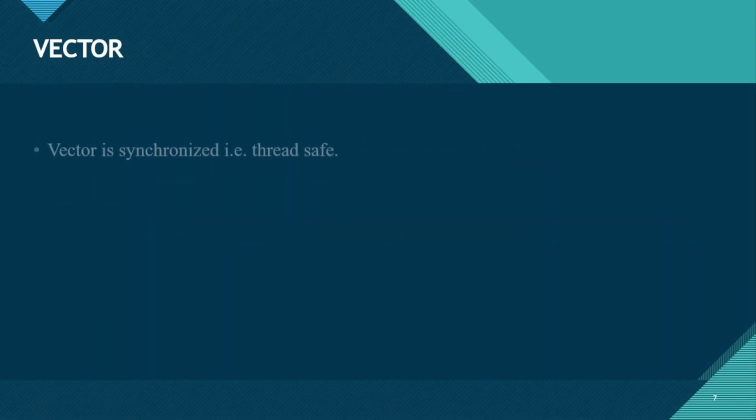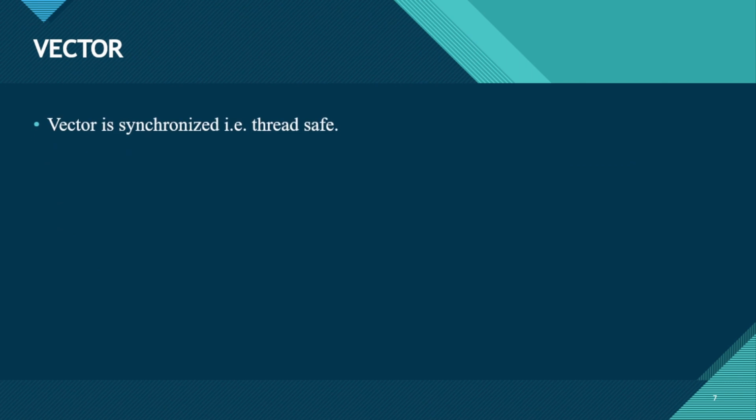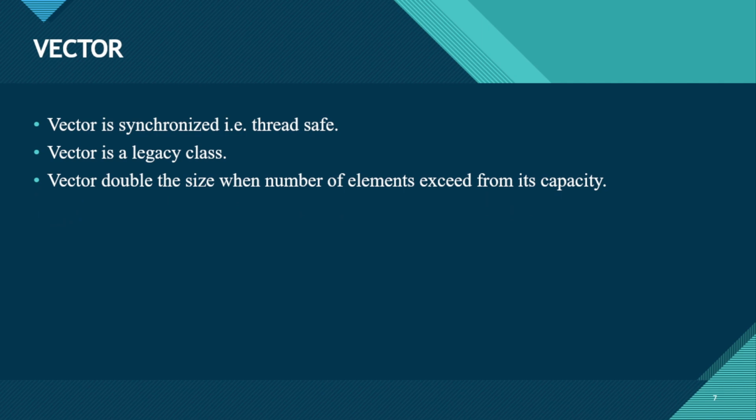Next is Vector. So Vector is synchronized, that is, thread safe. Vector is a legacy class. We know Vector from the very initial days of Java. It's a legacy class, that's why. And Vector doubles its size when the number of elements exceeds its capacity. When the list is defined with some size and the number of elements exceeds that capacity, the Vector doubles its size. For example, if we have a size for 5 elements and we add the 6th one, then the Vector size will become 10. It will double its size.